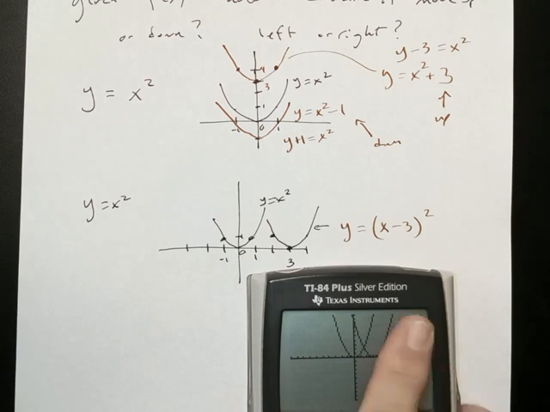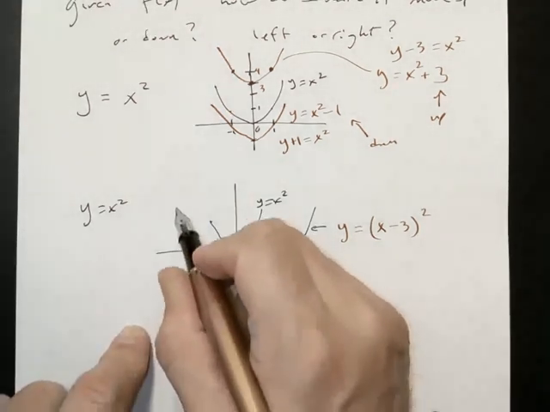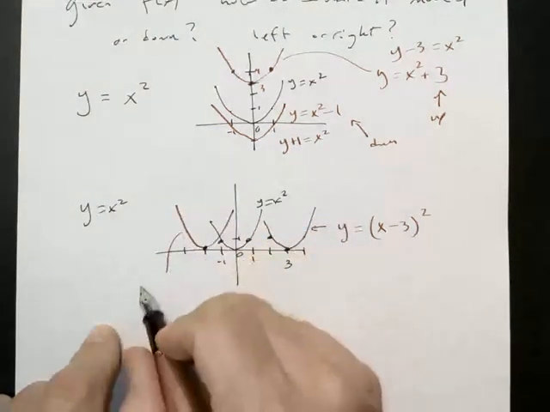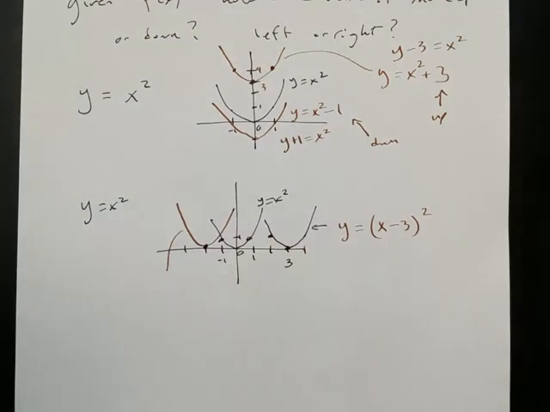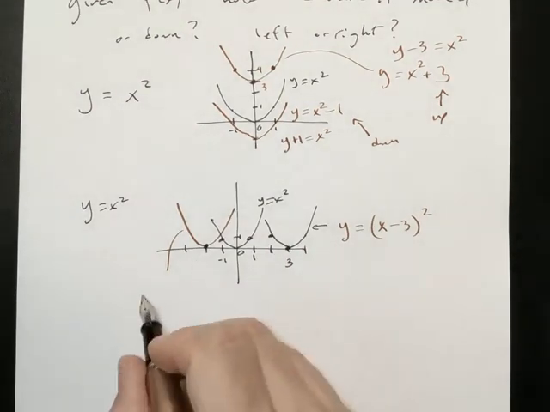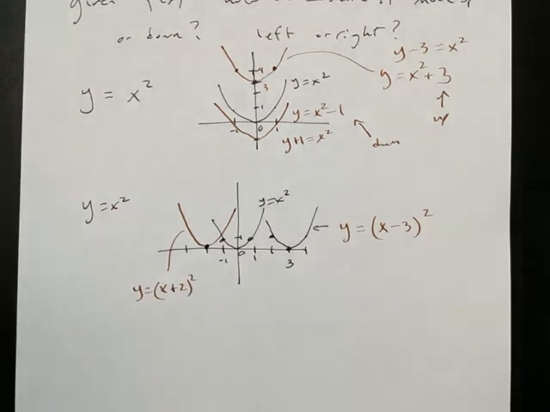If I wanted to end up over here, what equation do you think I should use here? Well, wait a minute. First of all, I'm only over by 2. So it'll be y equals x plus 2 squared. So my shifting seems to kind of go the wrong way.